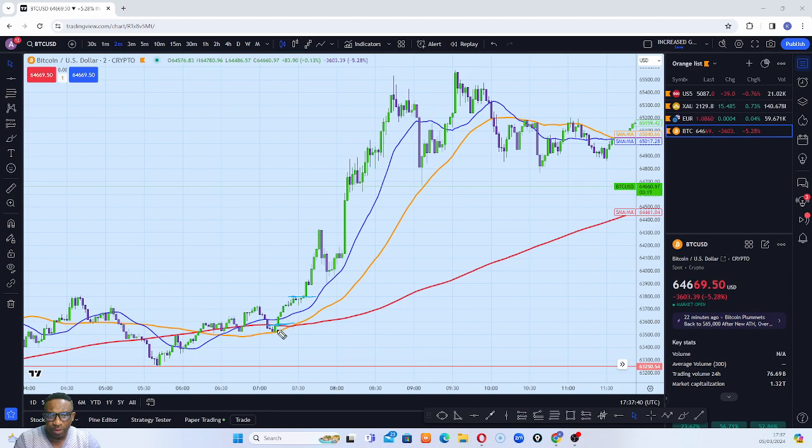So if you entered on this candle, your stop loss goes below here. If you entered here, your stop loss goes below here, below this point. So once price keeps on moving in your direction, you can move your stop loss above your entry to break even.